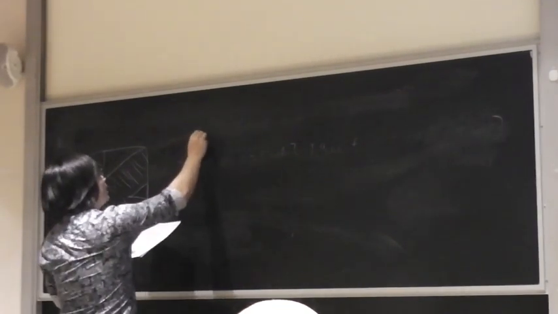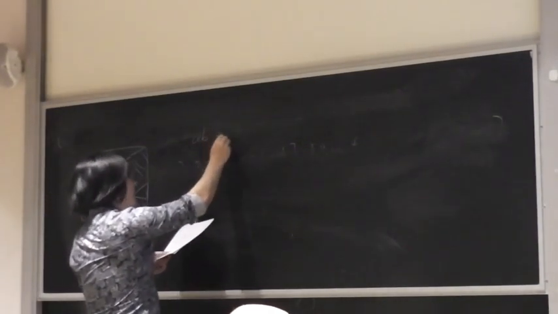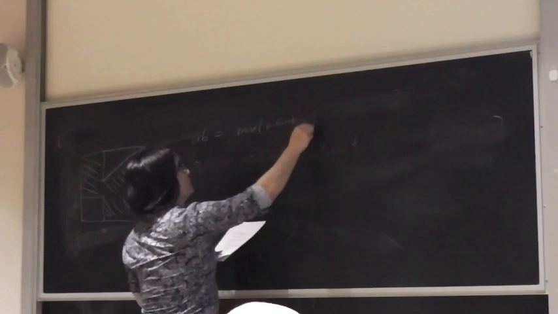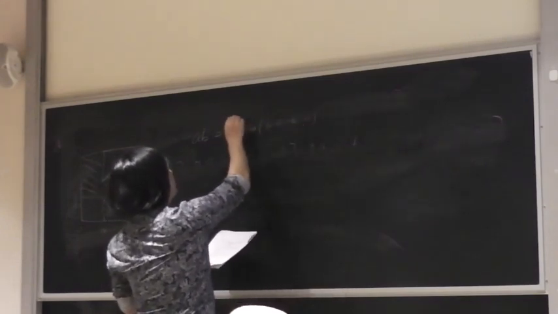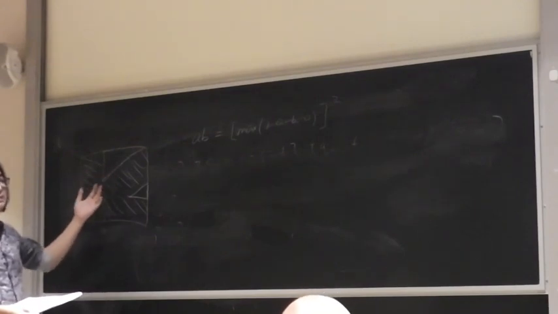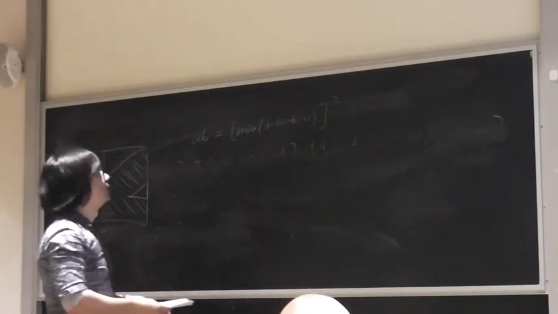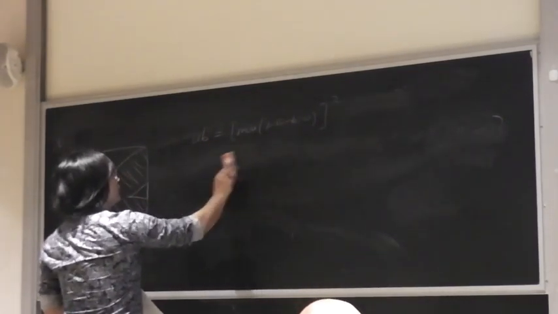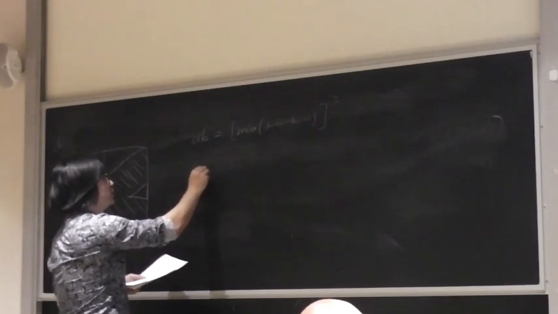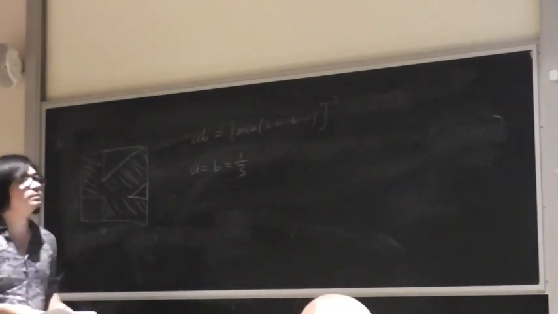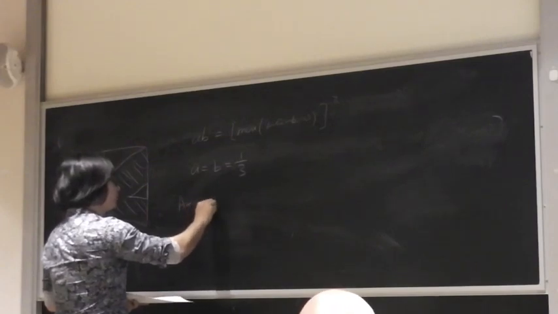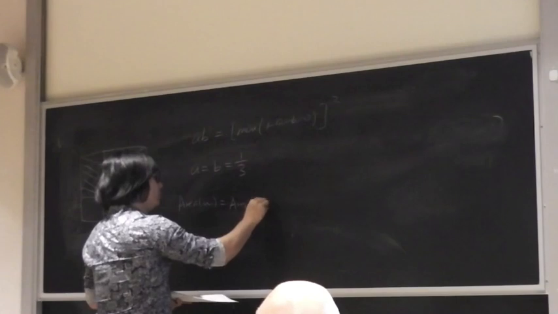So the area of white queens is A times B, and the area of black queens is max of 1 minus A minus B and 0, squared. Because if A plus B is greater than 1, then actually all this plane is attacked by this rectangle. So when they are equal, we can find the best A and B. It turns out that A equals B equals 1/3. So in this case, the largest area is 1/9.